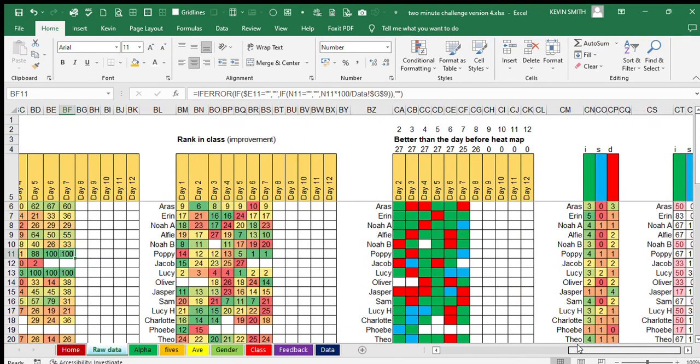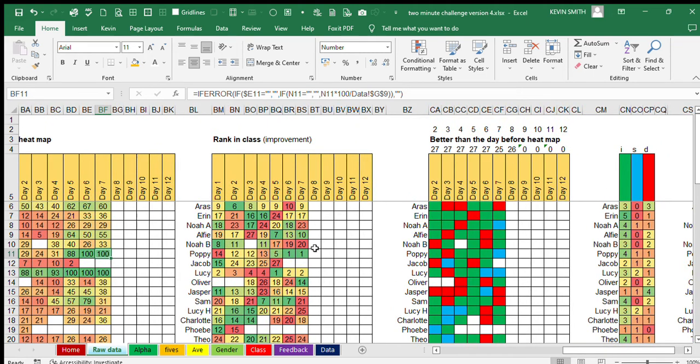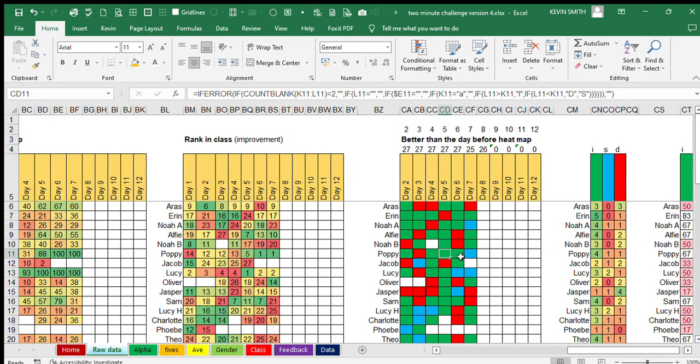Next table is rank in class. This is showing improvement. So Aris was 9th best in rank on day 1, and by day 7 he was still 9th, whereas Poppy was 14th on day 1, and then she rose to the top spot by day 7. This last map is the better than the day before heat map, which is another representation of the graph you saw on the dashboard page, but here it's shown individually.